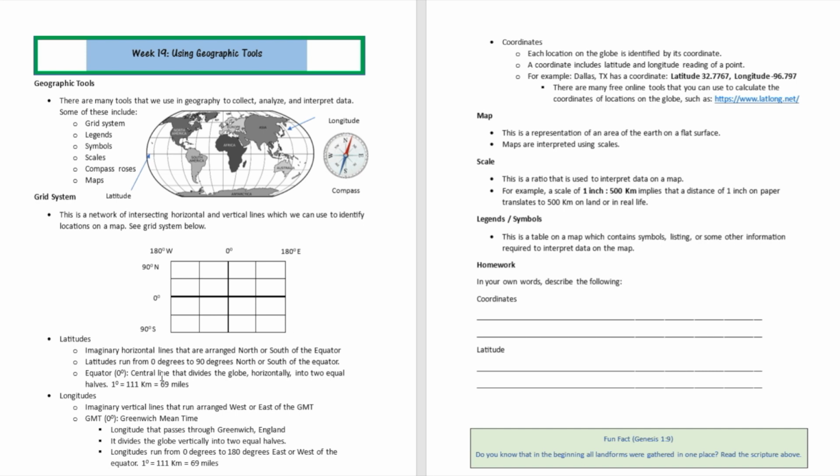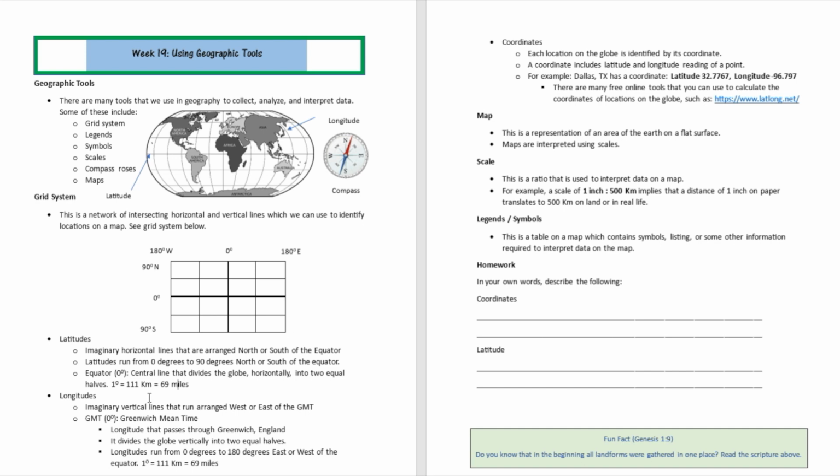The equator is the central line that divides the globe horizontally into 2 equal parts. 1 degree of movement away from the equator is approximately equivalent to 111 kilometers or 69 miles. So if I say I am moving 1 degree north of the equator, I've traveled 111 kilometers or 69 miles. If I'm moving 2 degrees north of the equator, I've traveled 2 multiplied by 111, which is 222 kilometers north.